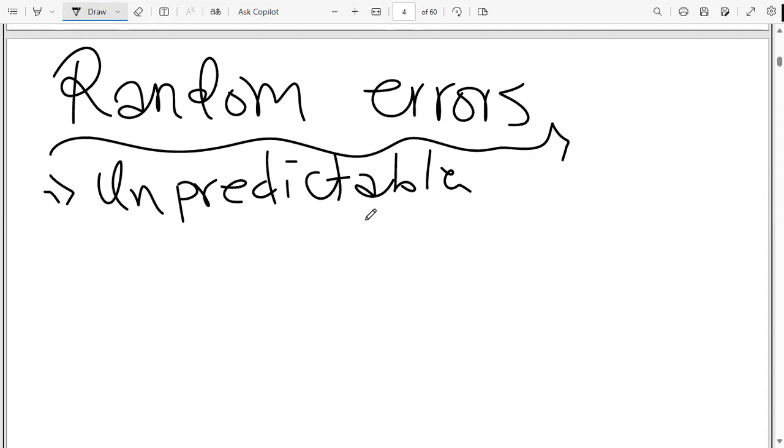Unpredictable, and you're going to find that the measurements you get are scattered all over, rather than moving in one direction like systematic errors, such that if it's high, then it's always high. If it's low, it's always low.